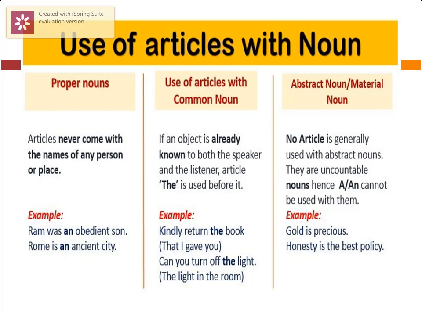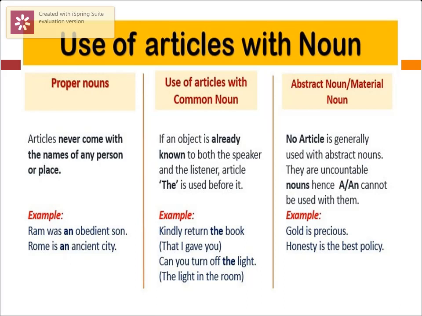We are using the article an before obedient, but we are not using any article before Ram because it's a proper noun. When we come to the common nouns, if the object is already known to both the speaker and the listener, we use the article the. For example, can you turn off the light, please? Where the light could mean the light in the room.